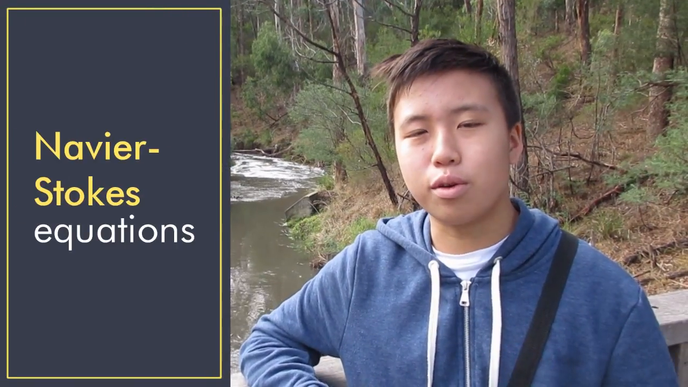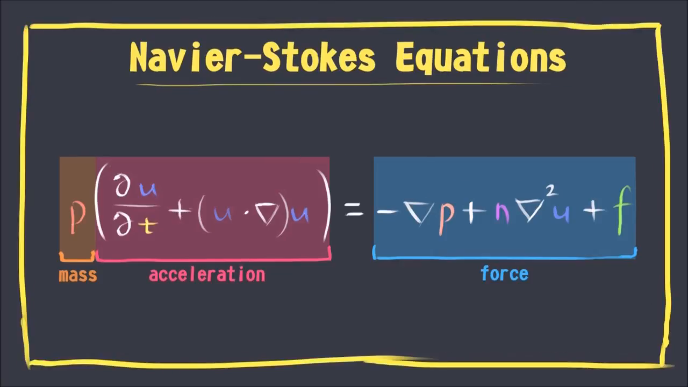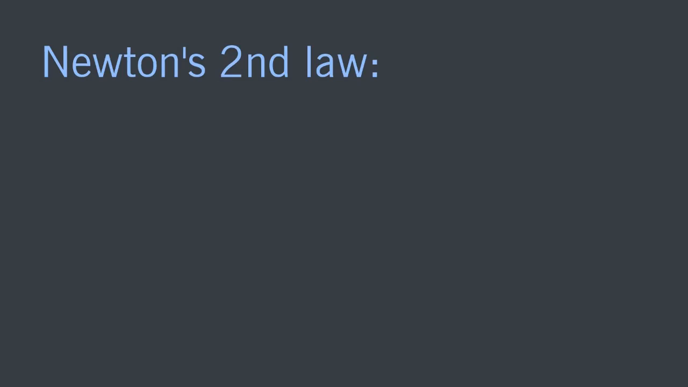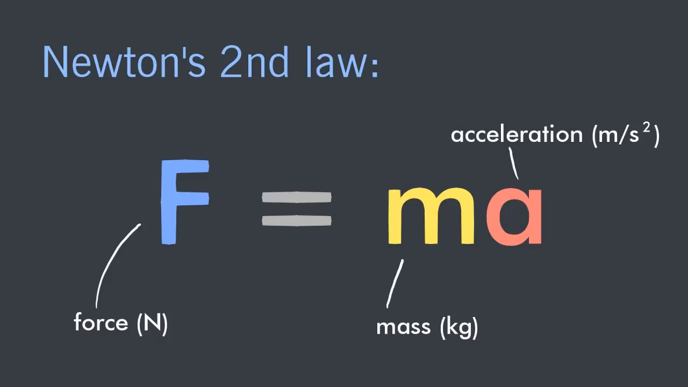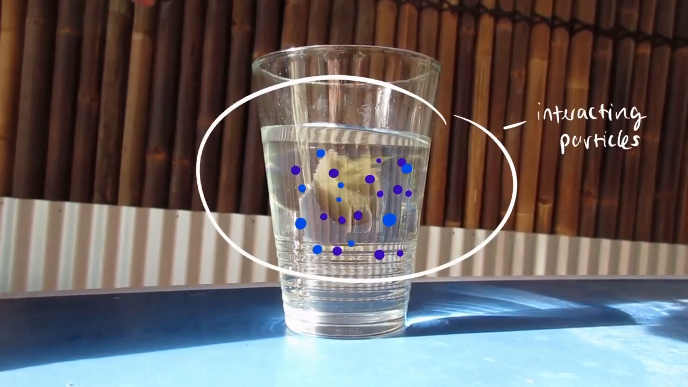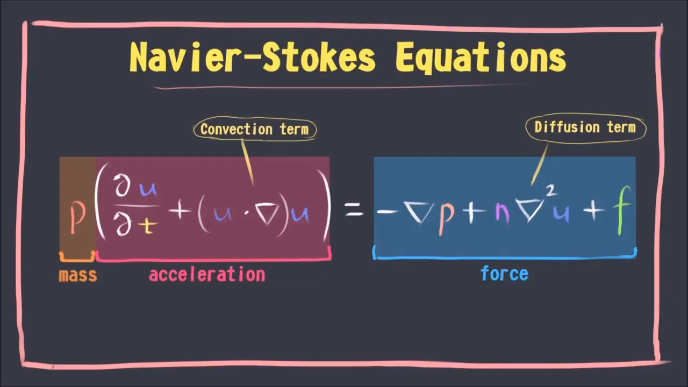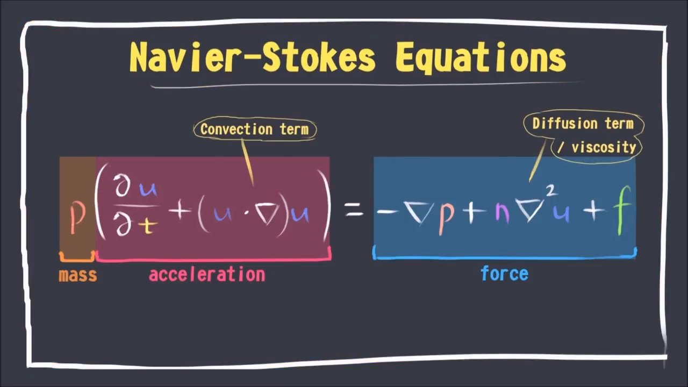To trace the path of all the particles in a fluid is the objective of a set of equations called Navier-Stokes equations. Although they may look complicated, all of them are really just a fancy version of Newton's second law, F equals ma, which describes how objects change speed when a force is applied to them. Because fluids are a collection of interacting particles, we need to take into account the effects of particles, such as diffusion and convection. Then we need to consider its viscosity, which is a measure of how much the particles resist flowing over each other.